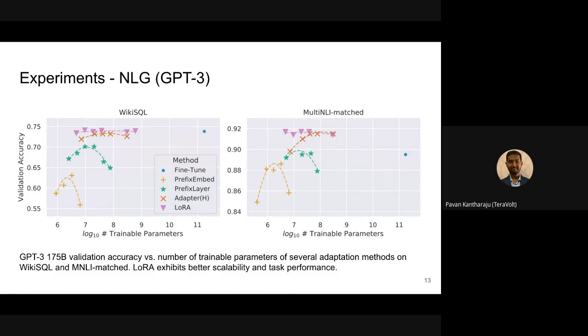But when you use adapters, at least one of the adapters, adapter H, it looks like that doesn't have that behavior, or it's not as pronounced as the other tuning methods. So the conclusion that can come out of this is that with LoRA, if you increase the number of trainable parameters, you don't drop in accuracy, but you remain at the same validation accuracy.